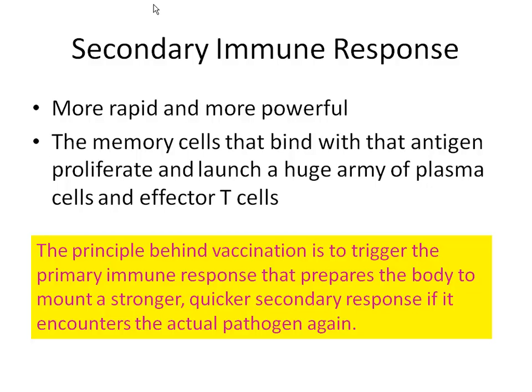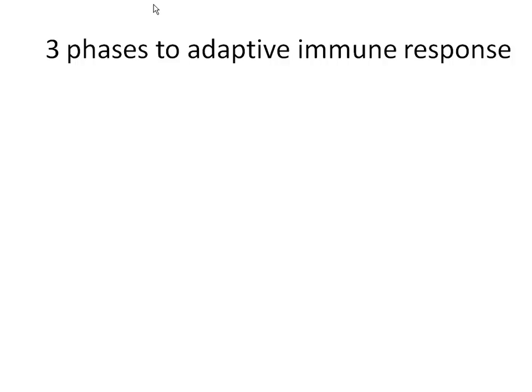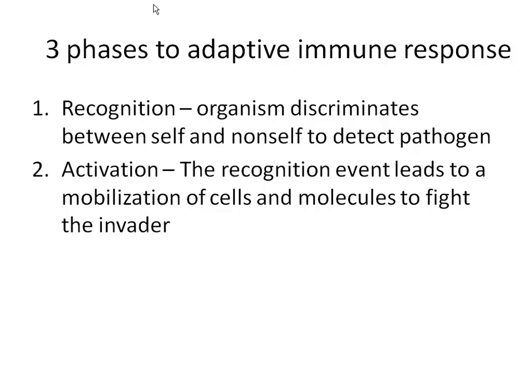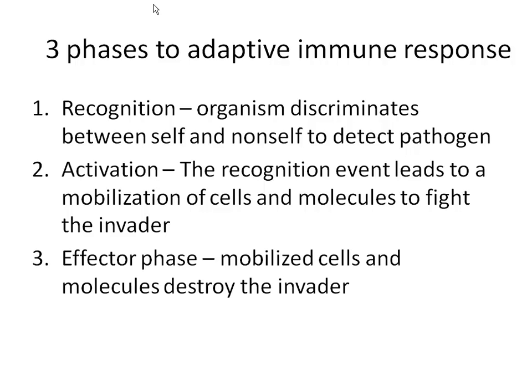Okay, so talking about the adaptive immune response, there are 3 basic phases. Number 1 is recognition. The organism discriminates between self and non-self so that we can recognize these pathogens in our body. Phase 2 is activation. The recognition event will lead to mobilization of cells. These cells will move in, and these molecules will fight the invader. And then phase 3 is the effector phase, where the mobilized cells and the molecules will destroy the invader.